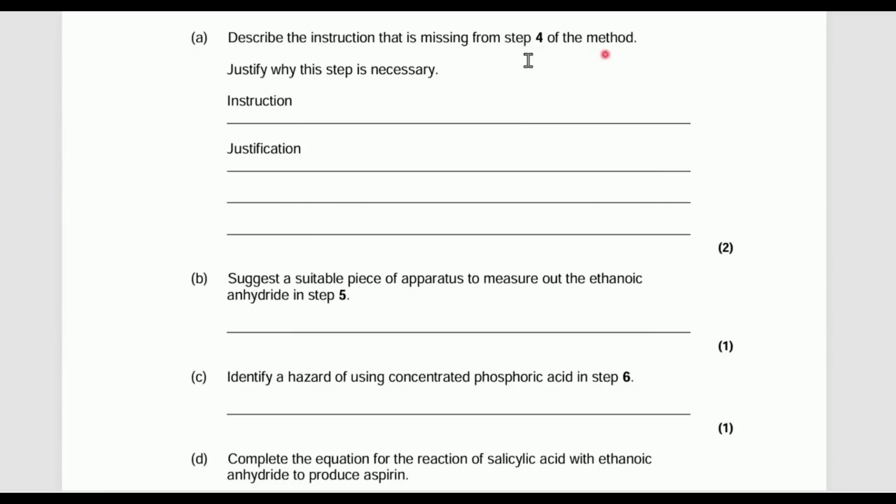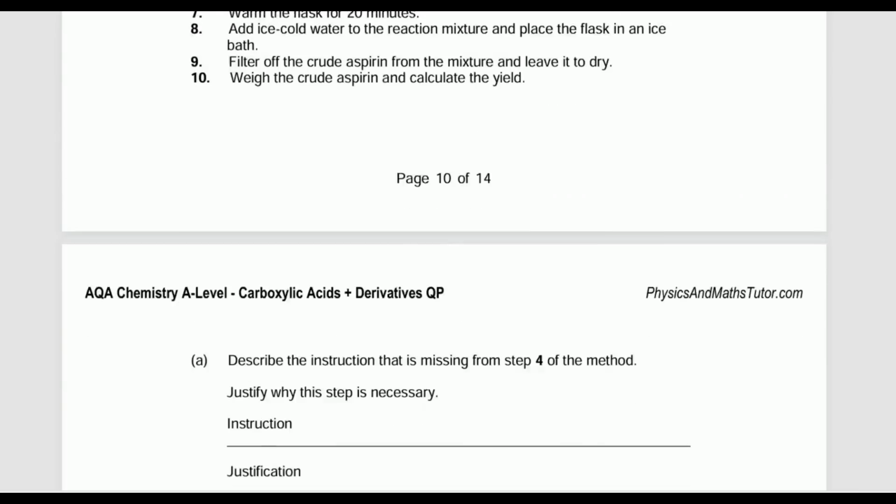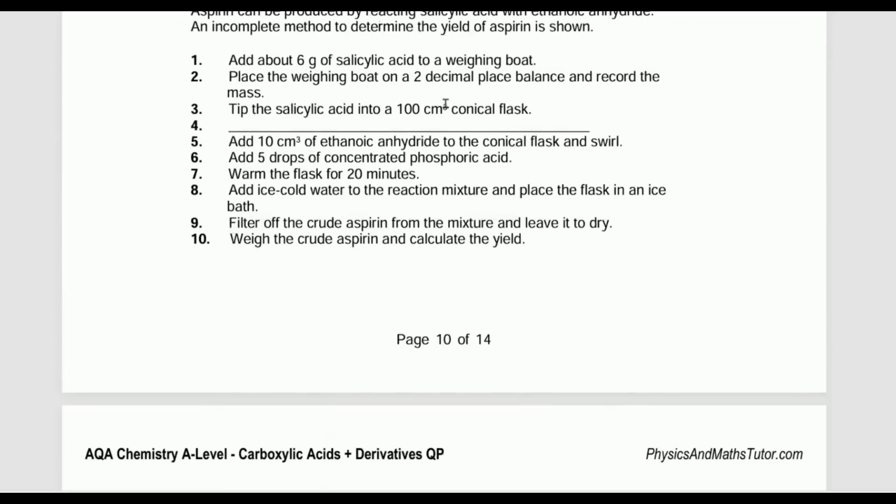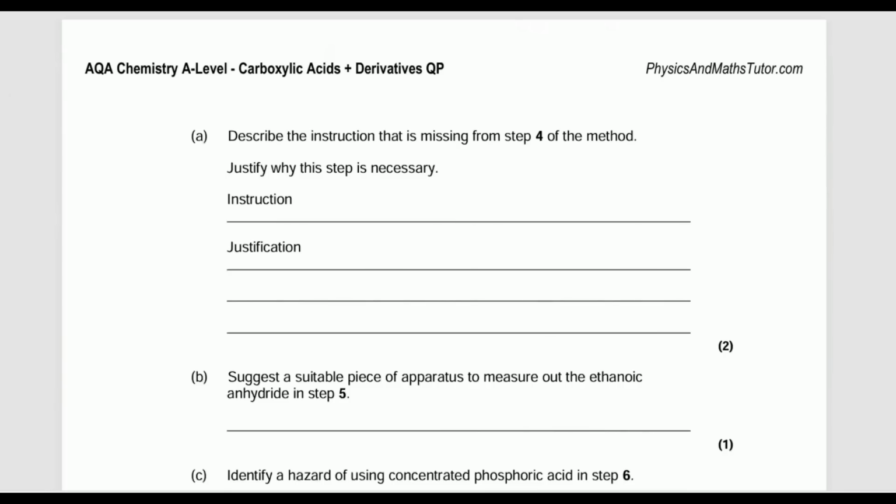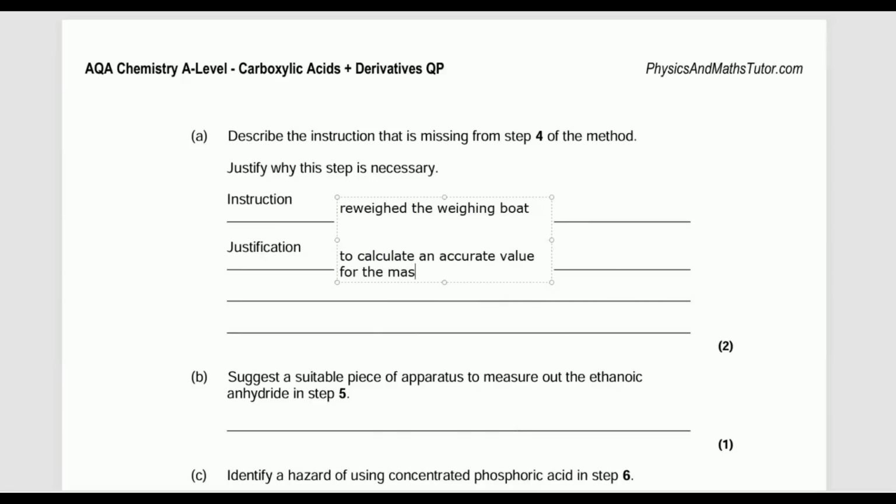Right, A, describe the instruction that is missing from step 4 of the method. Why is this step necessary? So what should have happened after you weigh something? Can you tip it into a flask? What should you do next? You should re-weigh the weighing boat or the crucible or whatever you've been weighing in. You need to re-weigh it so that you can get an accurate calculation of the amount of mass you've actually added. You might have weighed out 6 grams, but by the time you tip it in, maybe only 5.98 go into the flask.